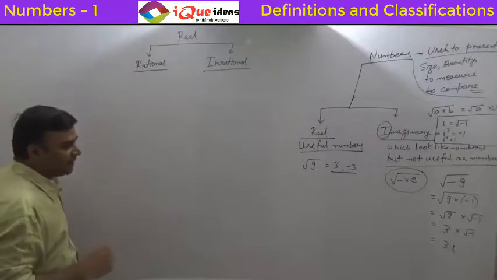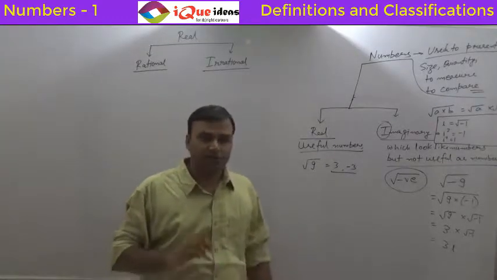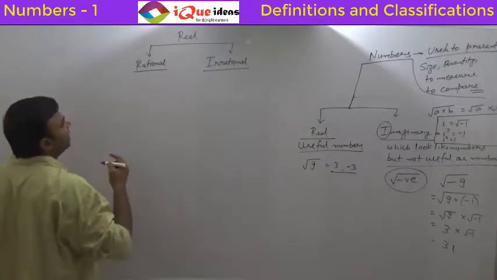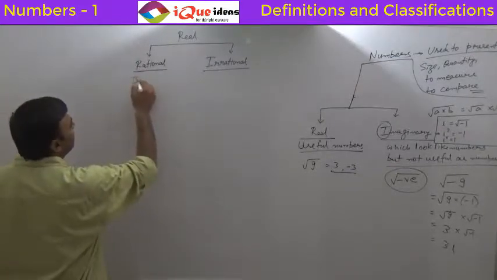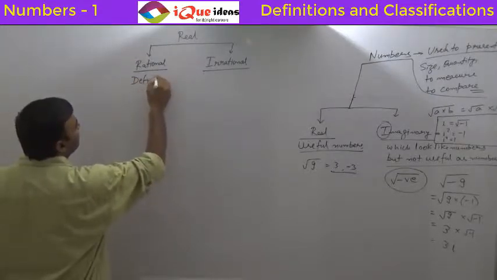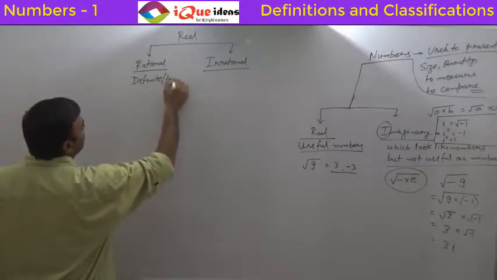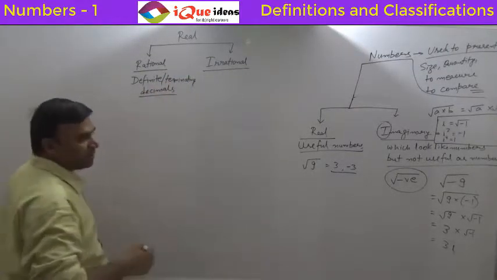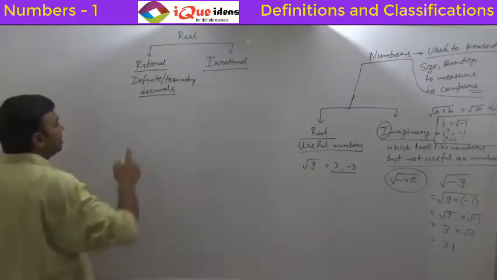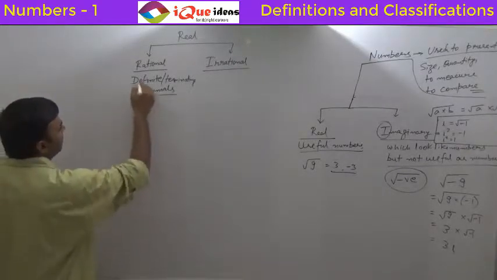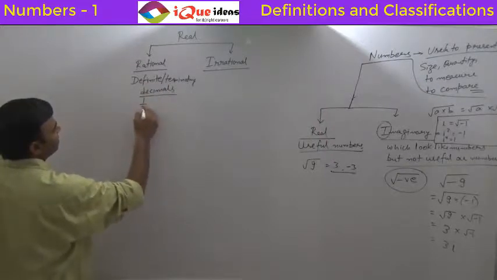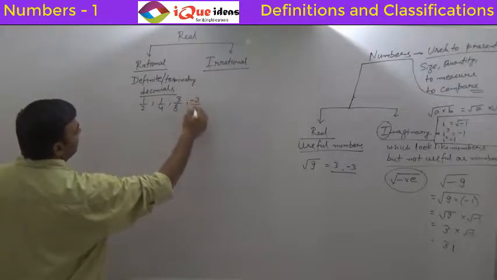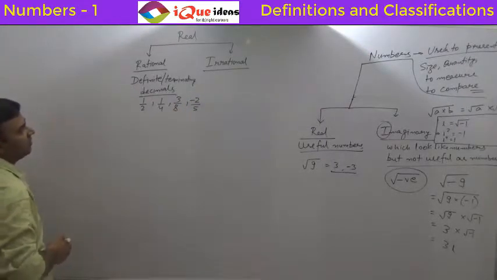For example, when I say 1 by 2, we know it is 0.5, and 1 by 4 is 0.25. These numbers which have a definite decimal part are called rational numbers. So numbers which have definite, or you can say terminating decimals, are called rational numbers. First I'll take some examples of definite or terminating decimals: 1 by 2, 1 by 4, 3 by 8, minus 2 by 5 also. Positive, negative, anything it can be.